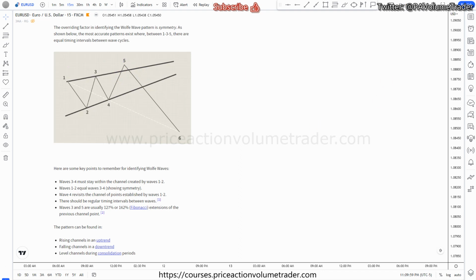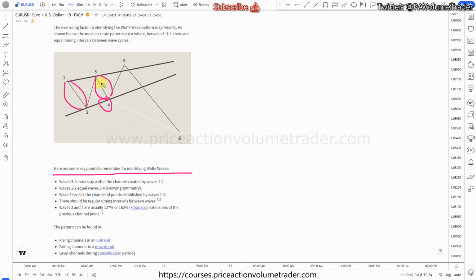Also, as you can see, these are the key points or rules. So waves 3 and 4 must stay between the channel created by 1 and 2. That means 3 and 4 are contained within 1 and 2. Then 1 and 2 equal waves 3 and 4, so this wave is about the same length as this wave. Wave 4 revisits the channel of points established by waves 1 and 2. So wave 4, or point 4, has to be between the range of 1 and 2.